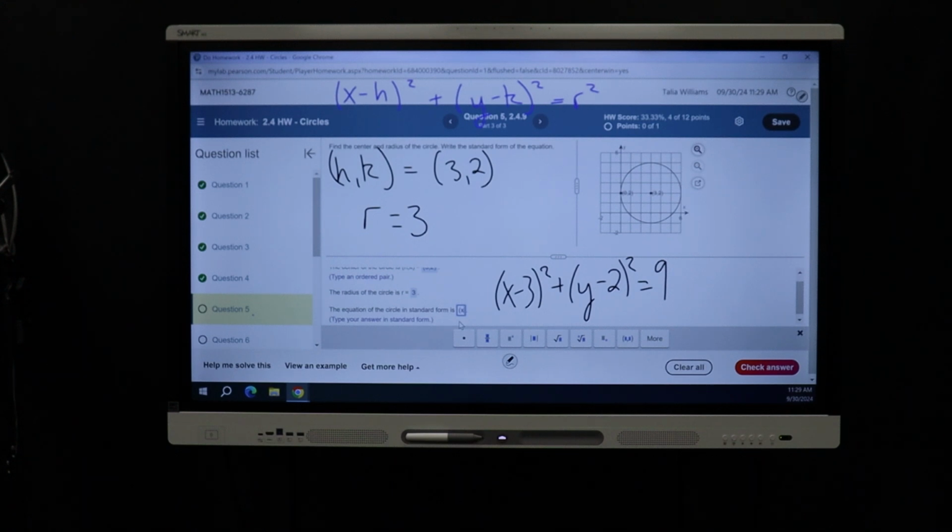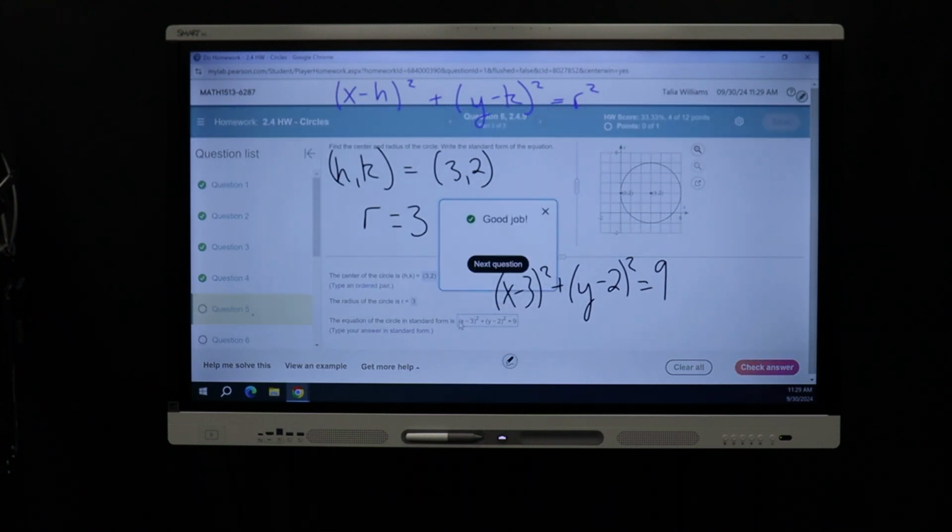So x subtract 3 squared plus, it's always a plus sign between them. Somebody's asked me that before in class. Y subtract 2 squared equals, and 3 squared is 9. If you put 3 squared, it does not like it.